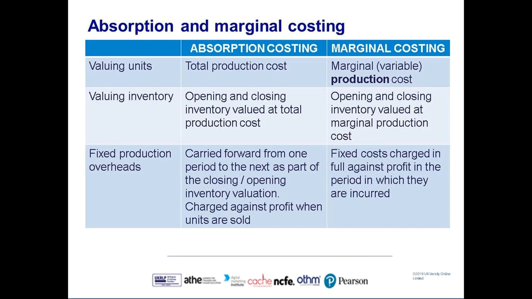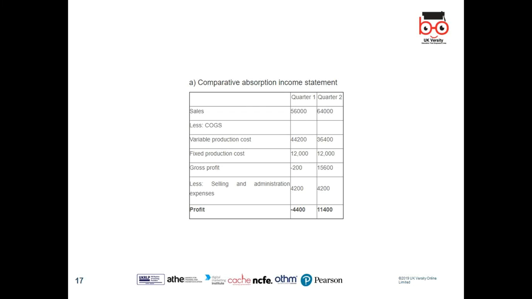Anybody any questions? Please ask me. Okay, I'll give you an example here. Absorption costing: we have sales, Quarter 1, Quarter 2, less cost of sales. When we do the less cost of sales, we are absorbing variable production costs and fixed production costs as well. That gives us the gross profit. And then other expenses, those not relating to production. So you will see the Quarter 1 and Quarter 2 profit under this method. In Quarter 1 we have a loss, in Quarter 2 we have a profit. So that is called absorption costing.